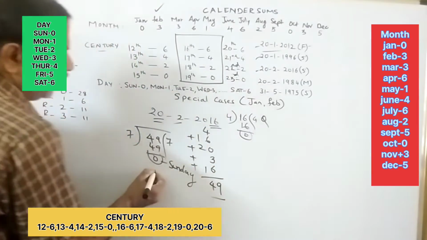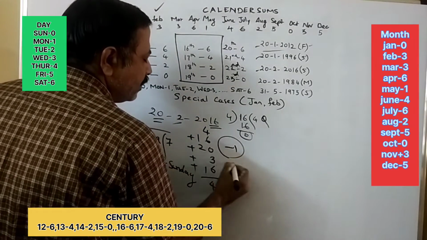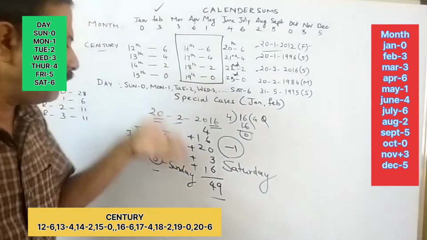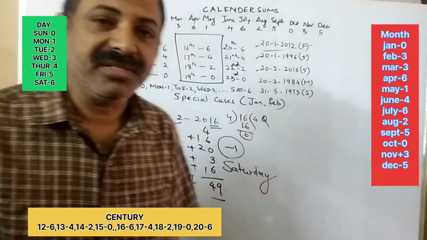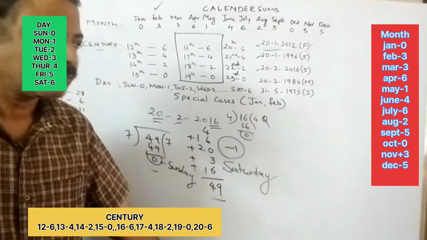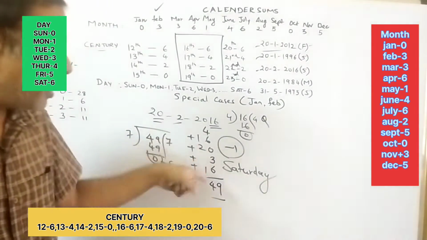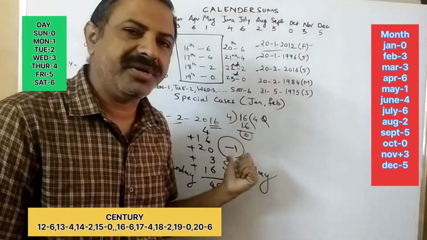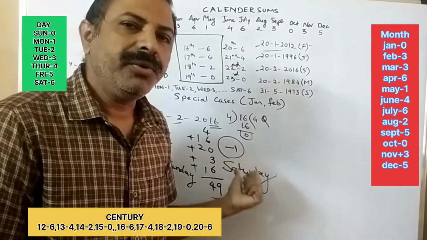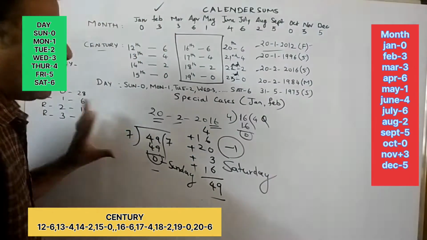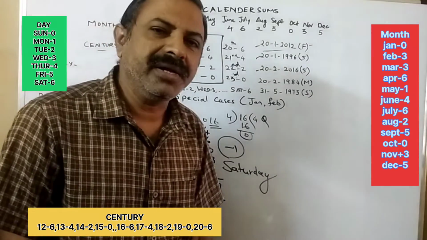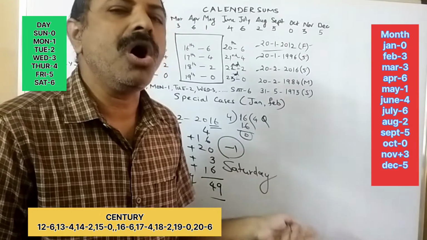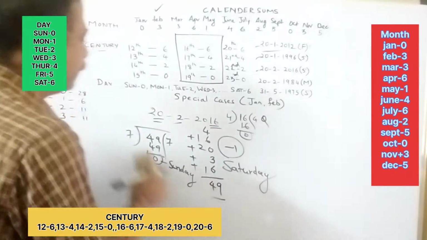But the actual answer is, dear students, minus 1. Saturday is the actual answer. We are getting Sunday after doing the process, but the actual answer is minus 1. It is nothing but Saturday. Hope this is clear. If you know these codes, just adding the numbers is very, very simple. We can solve it in just 20 seconds, dear students. Maximum 20 seconds for slow learners. Fast learners will take 15 seconds or even 12 seconds.